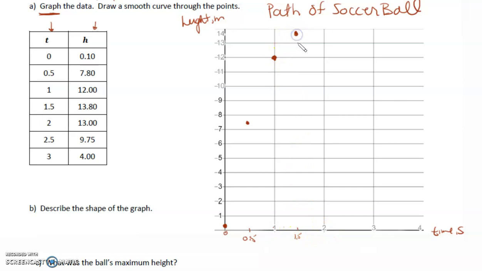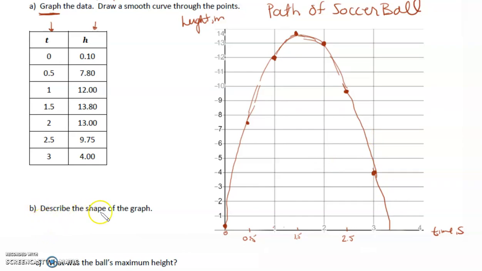13.8. 2, 13, 2.5, 9.75, right here, and 3, 4. So these are our points, and now we're going to draw a smooth curve through these points. And eventually that will go down and hit the ground.